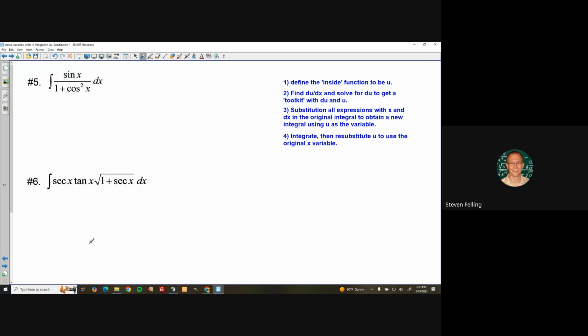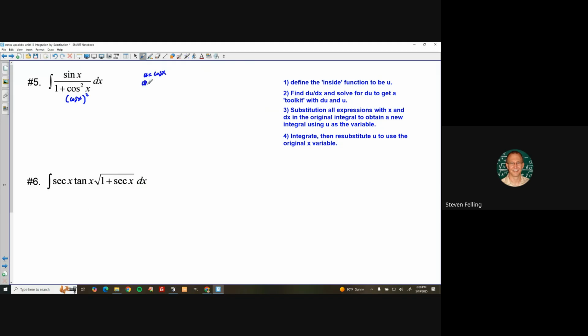What about something like this? Well, let's try a couple things. I think in this case, I see that this structure here is equivalent to saying cosine of x, and then that is squared, which makes this cosine the inside function. So let's try that. Let's make that the u, cosine of x.